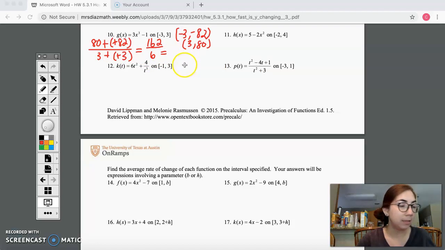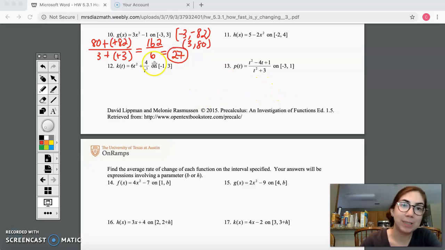162 divided by 6 is a clean 27. So there's our average rate of change, 27. Okay, let's try number 12. If I plug in negative 1 squared is positive 1 times 6.